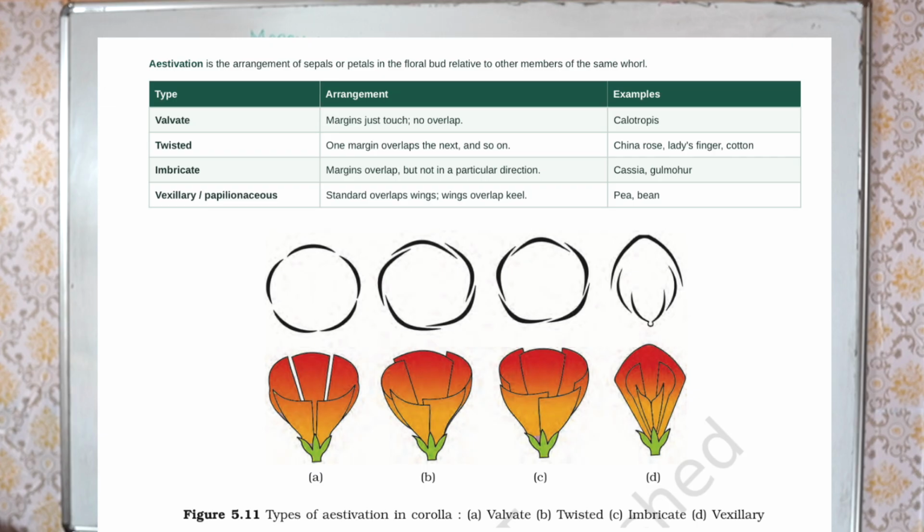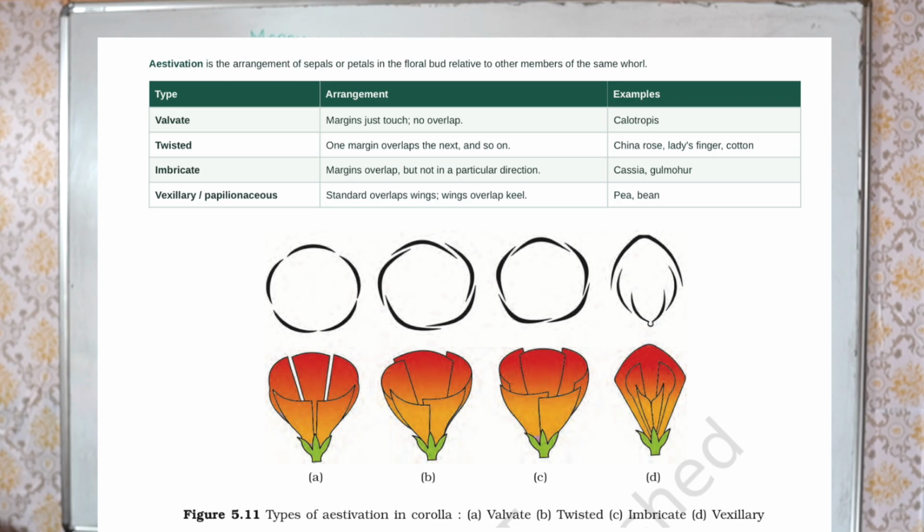Valvate. In valvate aestivation, the margins of the sepals or petals just touch each other but do not overlap. Example, calotropis. Next, in twisted aestivation, one of the margins of the petal or the sepal overlaps the next one and so on. Examples are china rose, lady's finger and cotton. Third one is imbricate aestivation. The margins of petals or sepals overlap each other but not in a particular direction. Examples are cassia, gulmohar, and last one is vexillary aestivation.